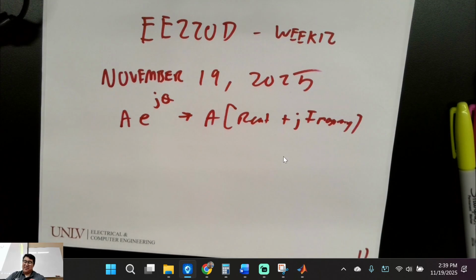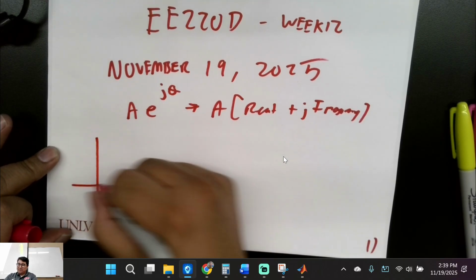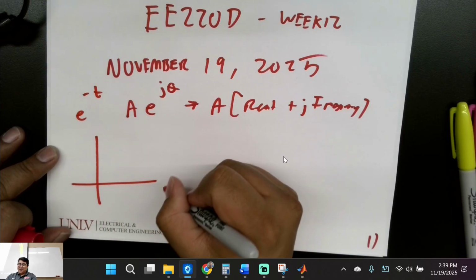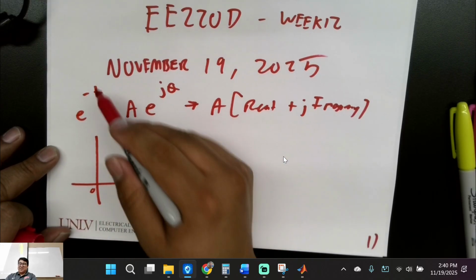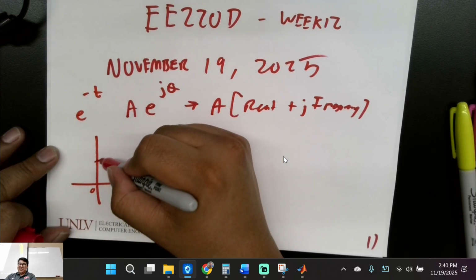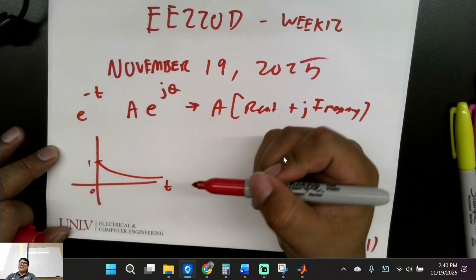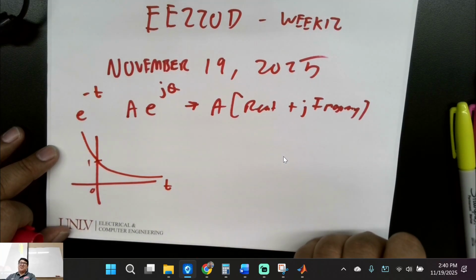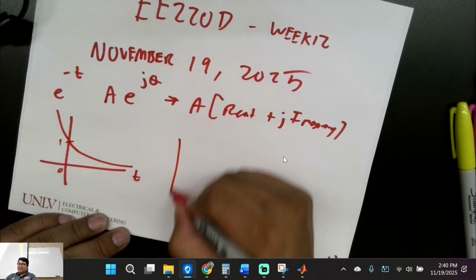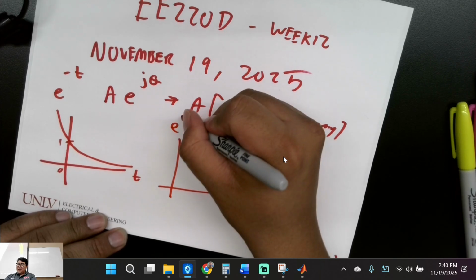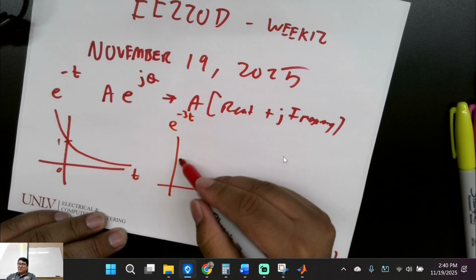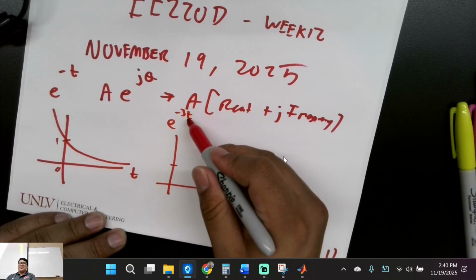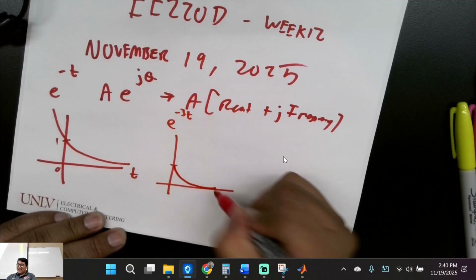I don't know if anyone's following. So if I were to do e to the minus t, when t is equal to 0, what's this value? 1, right? And then it goes down like this, it decays. What about when we go backwards? It goes up, that looks like an exponential. And then what about e to the minus 3t? When t is equal to 0, what's this function? Also 1, but it decays much faster, like that.